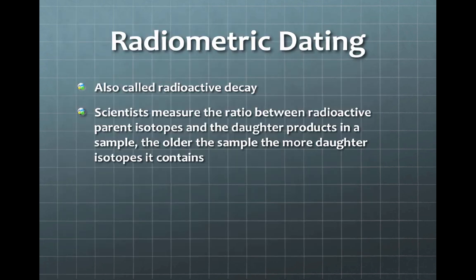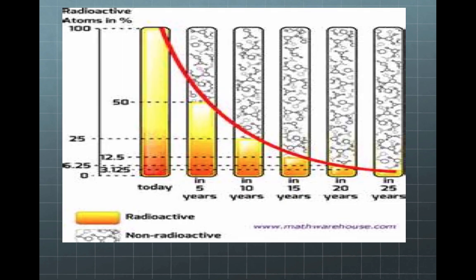Radiometric dating, also called radioactive decay dating, is a way of calculating the absolute ages of rocks and minerals that contain certain radioactive isotopes. In radiometric dating, scientists measure the ratio between radioactive parent isotope and the daughter products in a sample to be dated. The older the sample, the more daughter product it contains.